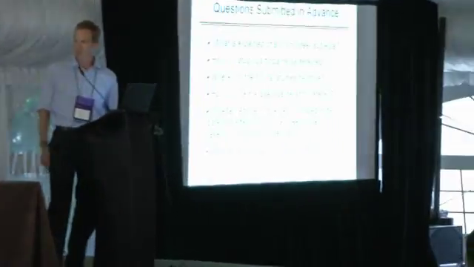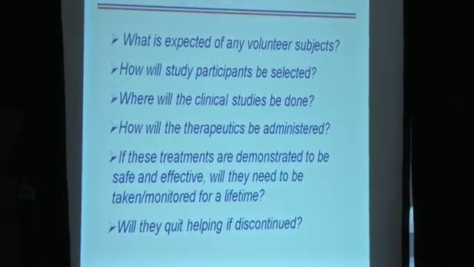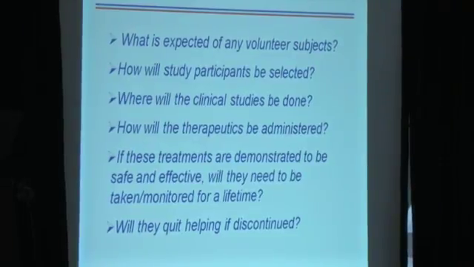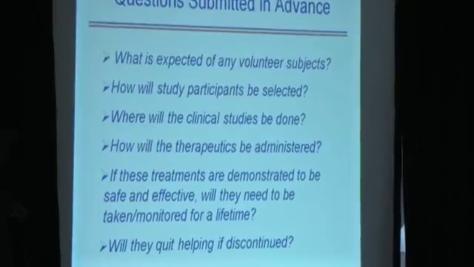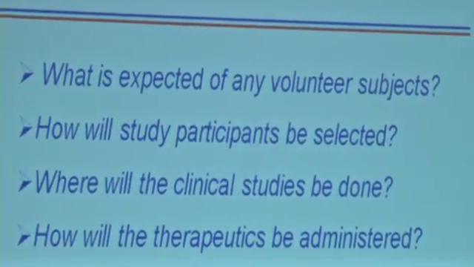So moving on to the next set of questions. The next one is, what is expected of any volunteer subjects? We started talking a little bit about the big picture of the trial design, but we really haven't talked about the details. So how many visits would be involved? What would be the time frames? Would anybody like to comment on that? I know we're early. Yeah, we're early in that.